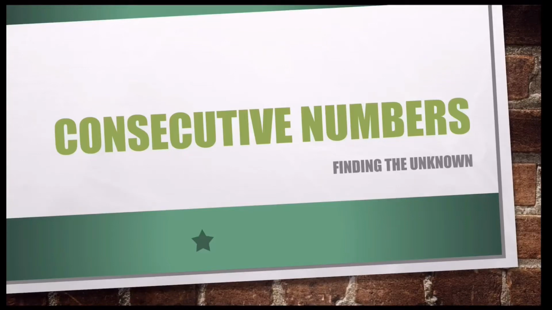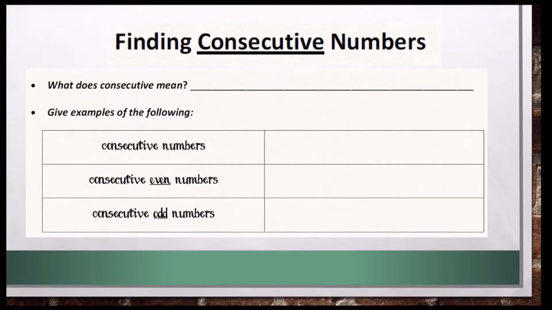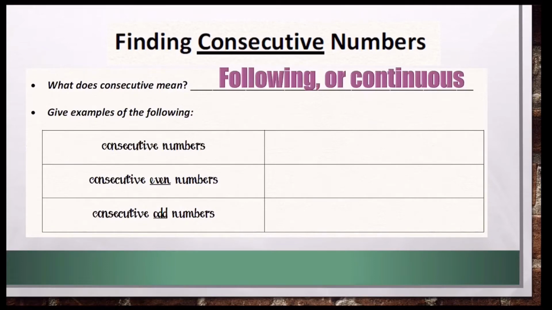Today's topic is a bit of a review, but adding a new level to it. We're going to talk about consecutive numbers and finding the unknown, finding our consecutive numbers. So first, let's go through what the actual word consecutive means. Consecutive means following or continuous. So it's something that follows something else.